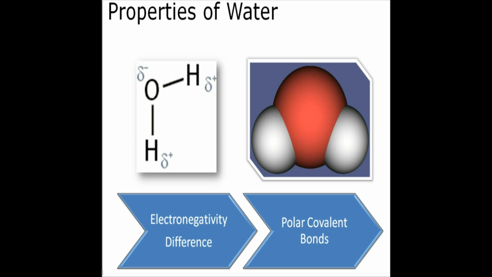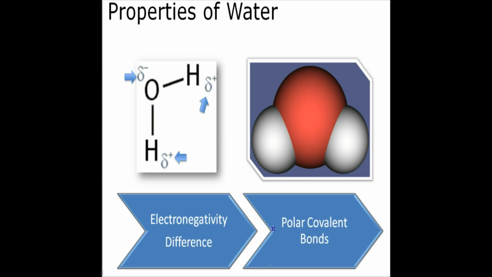Polar covalent bonds cause a partial positive and negative charge on the atoms in that bond. In this case, oxygen is going to have a partial negative charge, and hydrogen will have a partial positive charge. So electrons are still being shared, they're just not being shared equally. Oxygen is pulling on those electrons more so than hydrogen. And so because of this, and because of the two lone pairs of electrons that oxygen has, water is going to form a bent molecule with these partial charges.